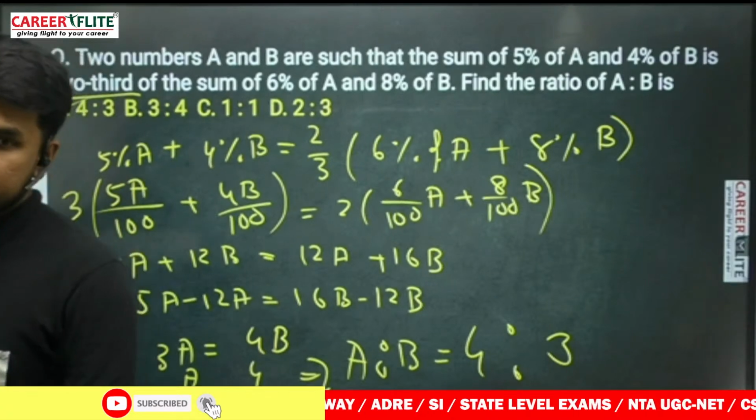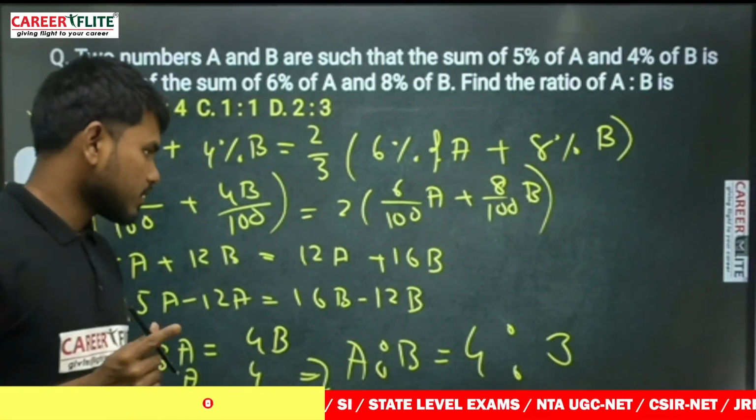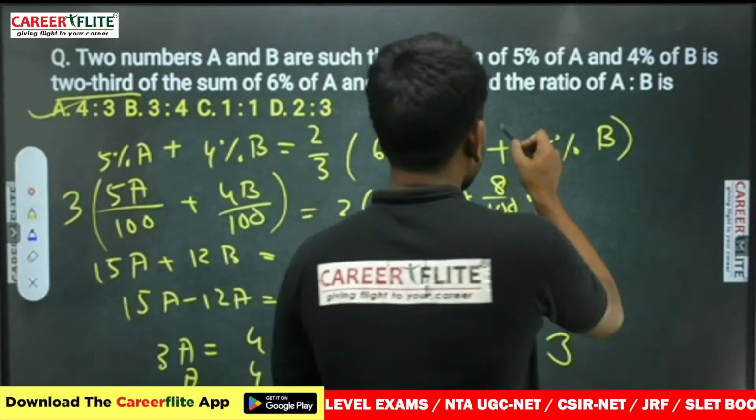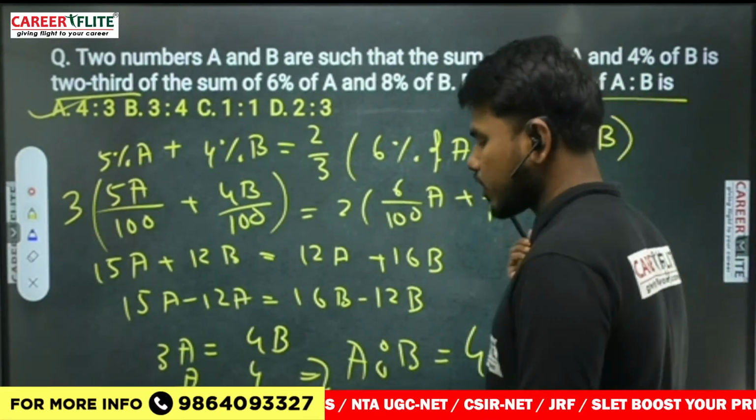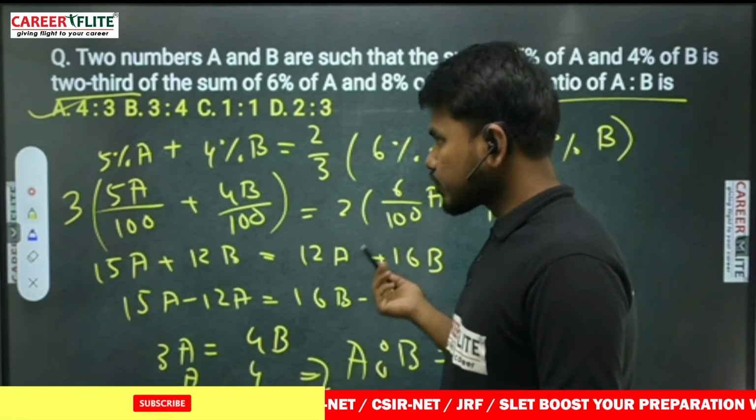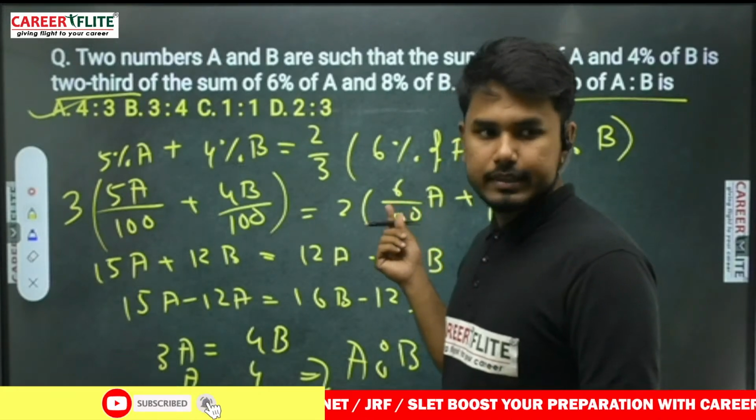Understood? Understood, guys? Right? So we needed the ratio. We found the ratio of A is to B. Alright. Shall we go to the next one?